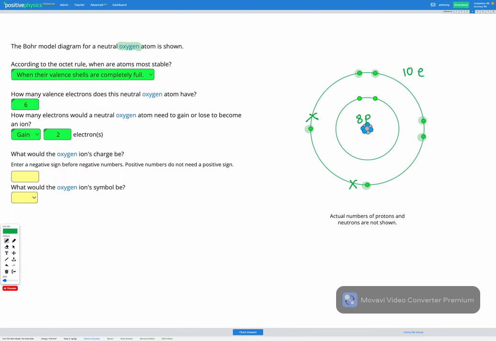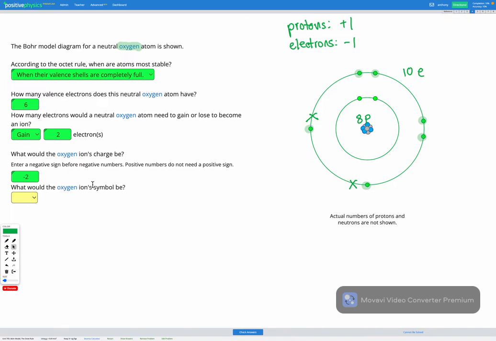And we should remember that protons have a positive charge, +1. Electrons have a negative charge, -1. So in a neutral atom, we would have 8 protons and 8 electrons. So 8 positive, 8 negative, they cancel each other out to give us 0. But here we have 2 extra electrons. Since electrons are negatively charged, that means we're going to have a charge of -2. And we can enter that with a negative sign here, -2.